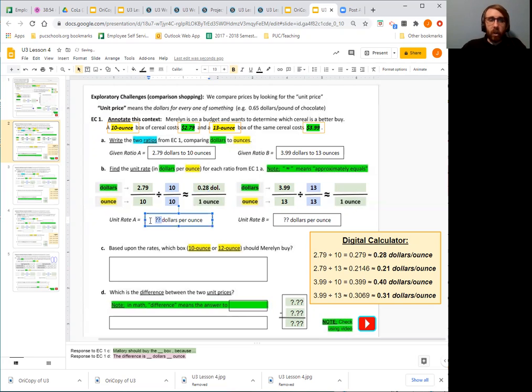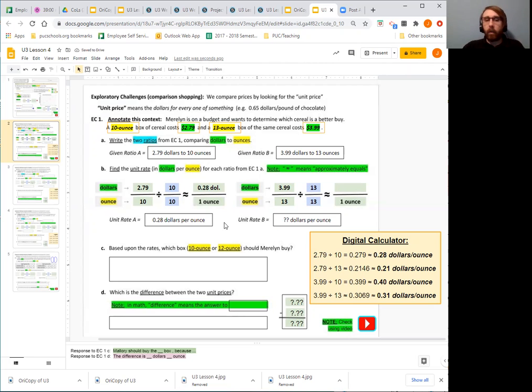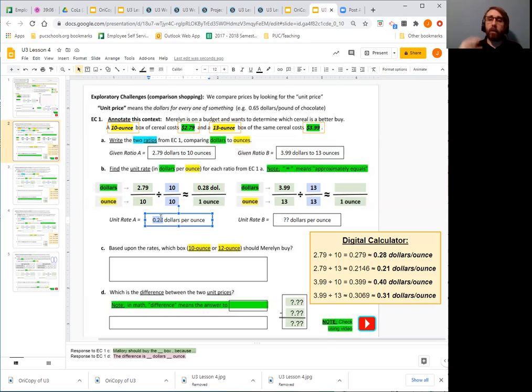And then here, $0.28 per ounce. In other words, 28 cents. For every ounce that you buy of this cereal, you have to pay 28 cents. So $0.28 for every ounce of that particular box of cereal.